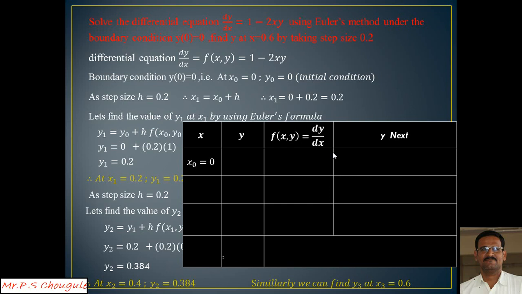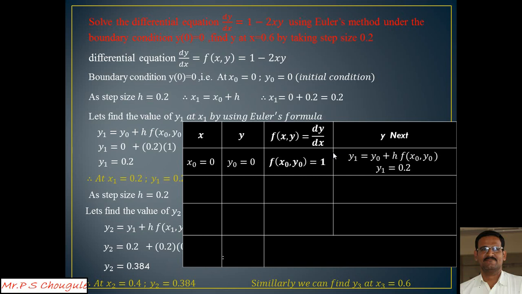In this way, for the initial condition, x0 equal to 0 and y0 equal to 0, we need to find f of x0, y0 by putting the values of x and y in our function. And by writing the Euler formula, y1 is equal to y0 plus h into f of x0, y0, and putting in all these terms, we will get the value of y1.